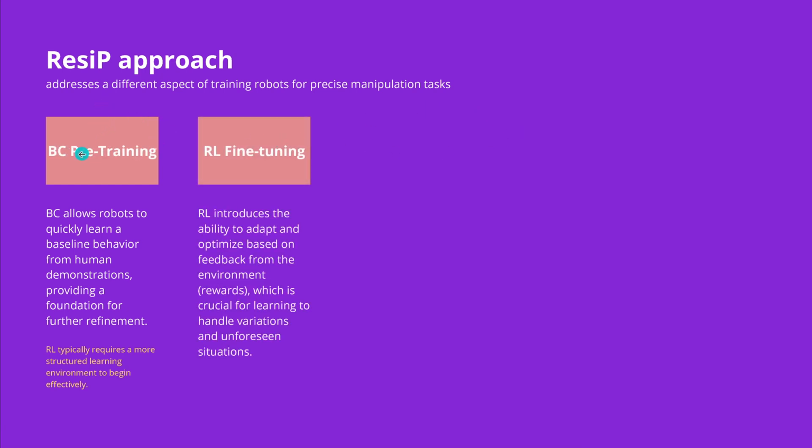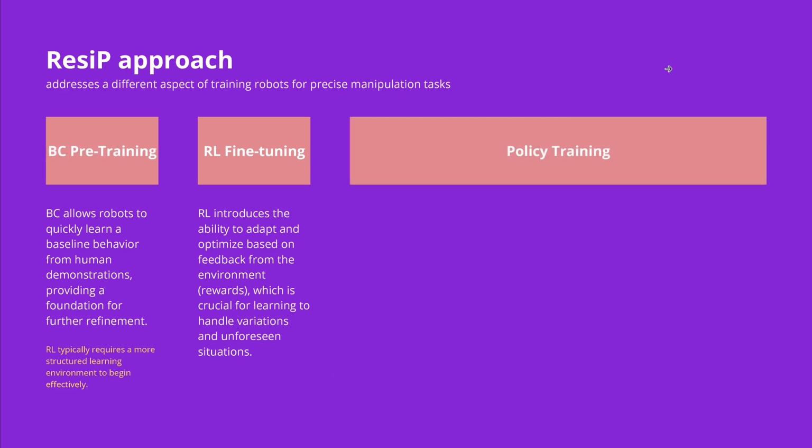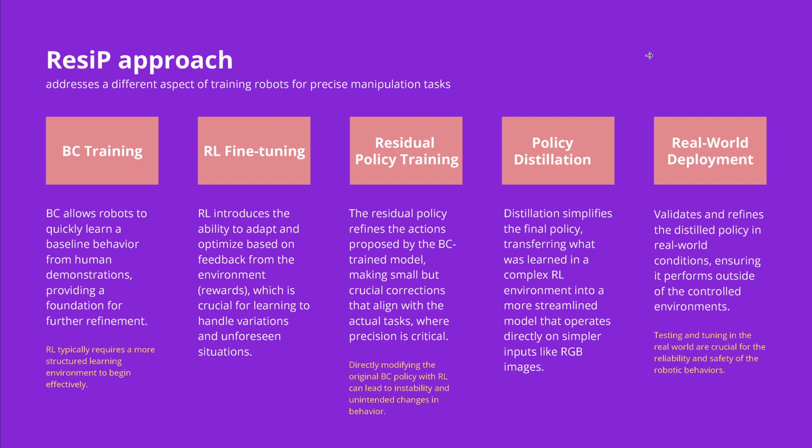Then, if we see this as a BC pre-training, we have now our fine-tuning with reinforcement learning. And this reinforcement learning introduces the ability to adapt and optimize based on the feedback from the environment. These are our rewards, which is crucial for learning to handle variation and unforeseen situations. And then, of course, comes the block of policy training. Now, what is this? I divided it in my thinking into a residual policy training and a policy distillation with the sim-to-real swap, plus a real-world development phase. So let's have a look at this.